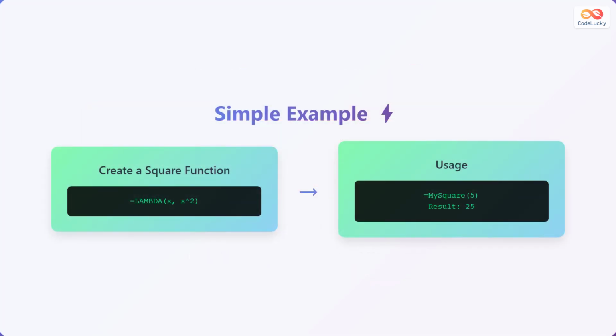Let us look at a basic example. Consider creating a function to square a number. The LAMBDA function would look like this: LAMBDA(x, x^2). Here, x is the parameter and x^2 is the calculation. To use this function, you would write MySquare(5). This would result in 25.